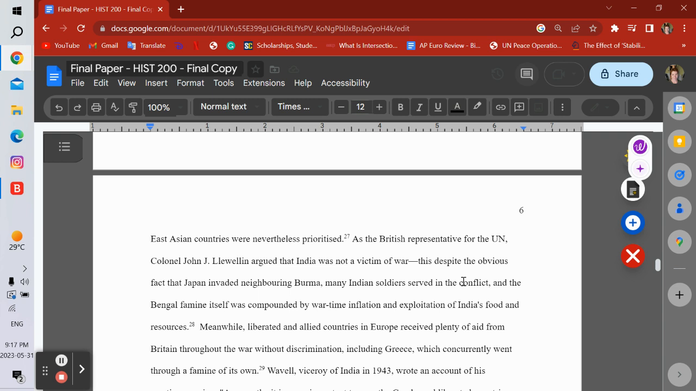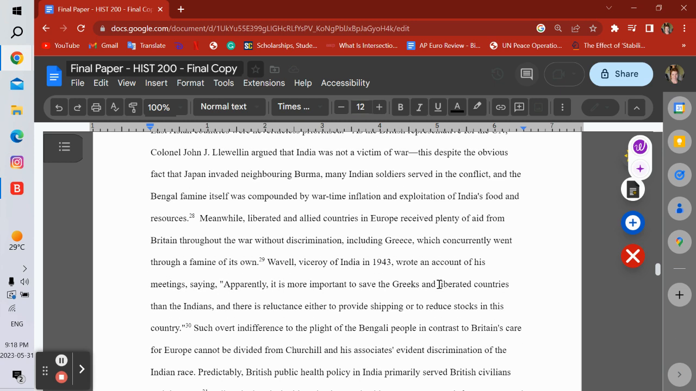As the British representative for the UN, Colonel John L. Llewellyn argued that India was not a victim of war. This despite the obvious fact that Japan invaded neighboring Burma, many Indian soldiers served in the conflict, and the Bengal famine itself was compounded by wartime inflation and exploitation of India's food and resources. Meanwhile, liberated and allied countries in Europe received plenty of aid from Britain throughout the war without discrimination, including Greece, which concurrently went through a famine of its own.